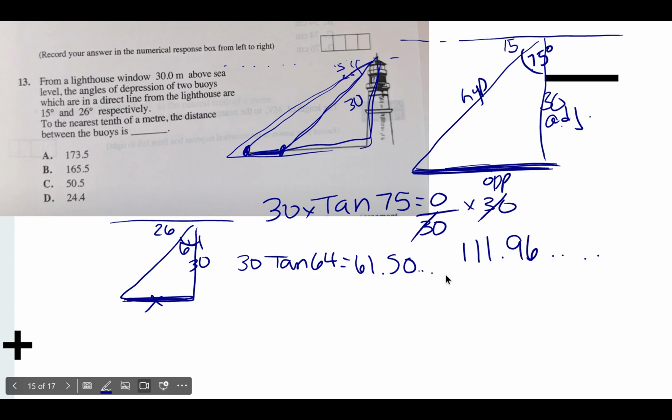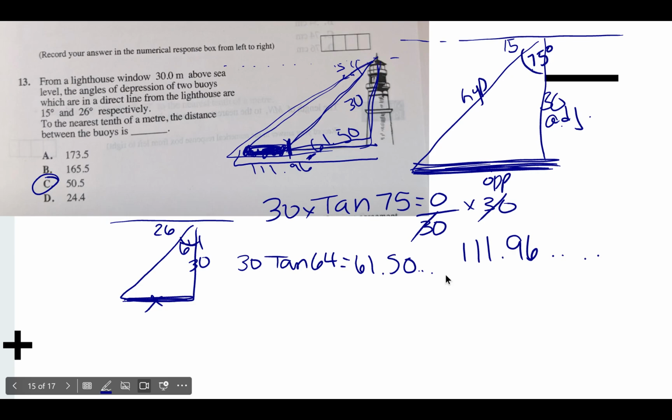So now going back to our original drawing, again, we want this distance. What we have found out from this first triangle is that from the end to the base of the lighthouse is 111.96. Then from the second triangle's base to the lighthouse, we have 61.50. So if we subtract these, we will be left with that missing amount, which is the distance we want. So go ahead and take a second to do that. 111.96 minus 61.50, and we're getting this value, 50.5, and that is what we wanted.